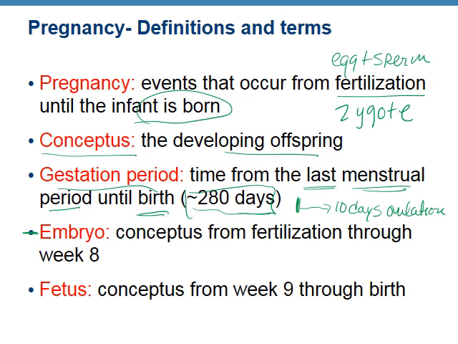And then we use these two terms when we're talking about the conceptus, the developing offspring. We either use embryo or we use the term fetus. So basically in the very beginning, it's an embryo through week 8. So when you start week 9, we now start calling it a fetus. So it's a fetus from week 9 until the time that it's born.